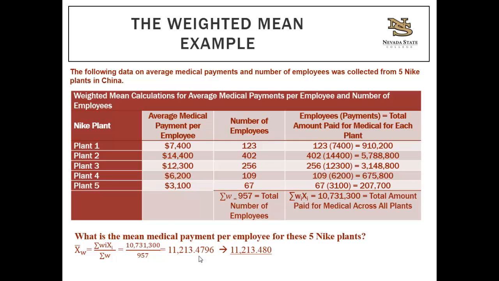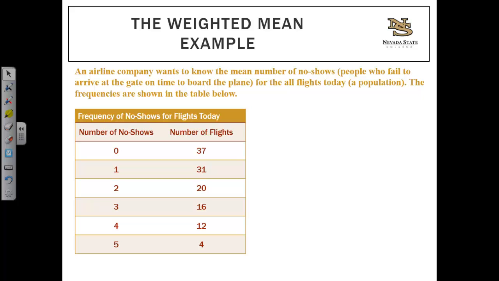Now, if you compare that to the average medical payment per employee separated by plant, it looks rather high. But the reason that it's higher than most is because this really large mean of $14,400 came from the bulk of the employees in the data set. So the weighted mean gives the values from a higher frequency more weight in the final calculation, so that it's a more accurate representation of the entire data set of all the things you're interested in.